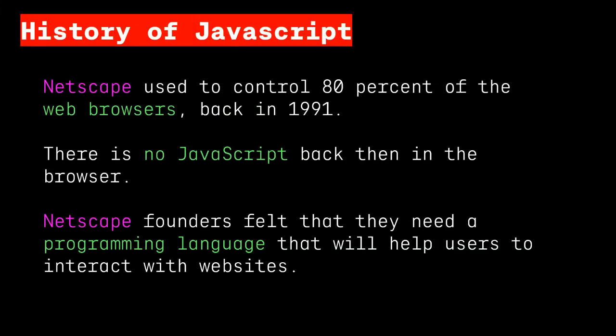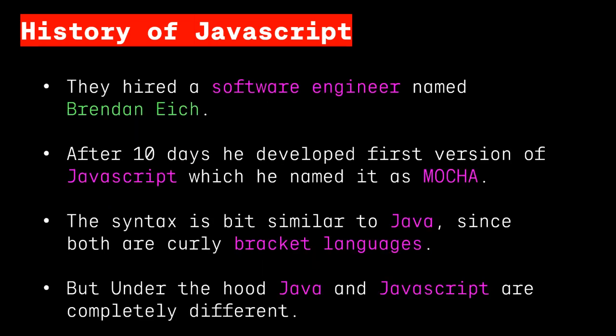Okay, and like you see, it is a web browser company. It has a web browser, and people used to use the web browser. Almost 80% of the people who were on the internet back then used the Netscape web browser. Okay, but then in the browser there was no JavaScript, guys. Okay, and the Netscape founders felt that they needed a programming language that would help users interact with the websites. Then they hired a software engineer named Brendan Eich.